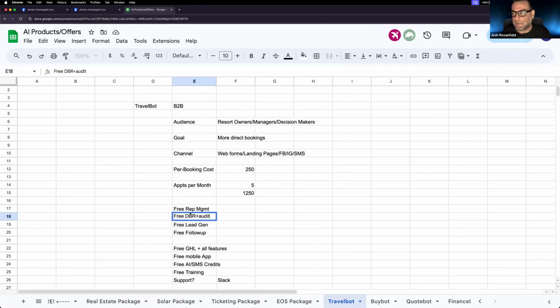What an audit means is, I don't know how it'll work with a resort, but let's say you're working with a chiropractor or a restaurant. They may have a point of sale system that also has a ton of contacts in there that might not be in their GoHighLevel. So this is a service you're offering. It's not just a database reactivation. I'm going to do an audit.